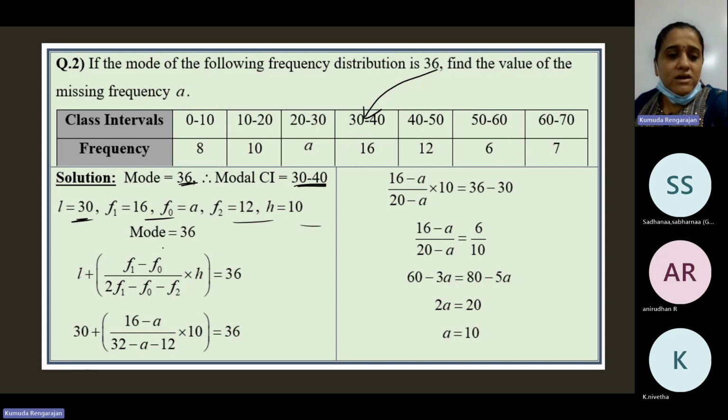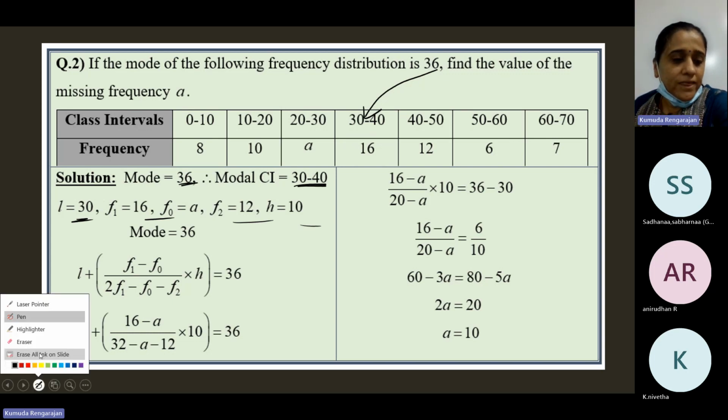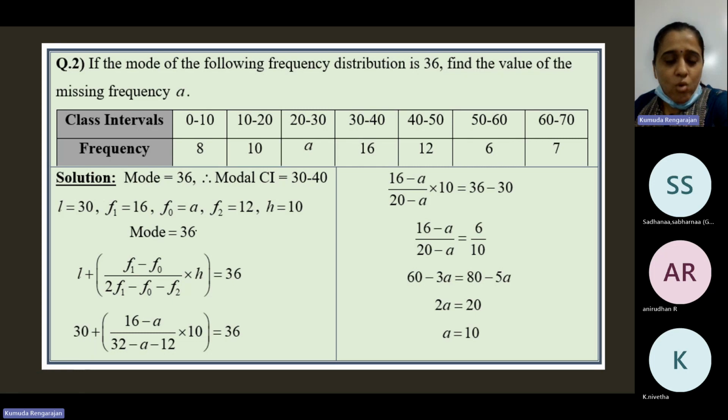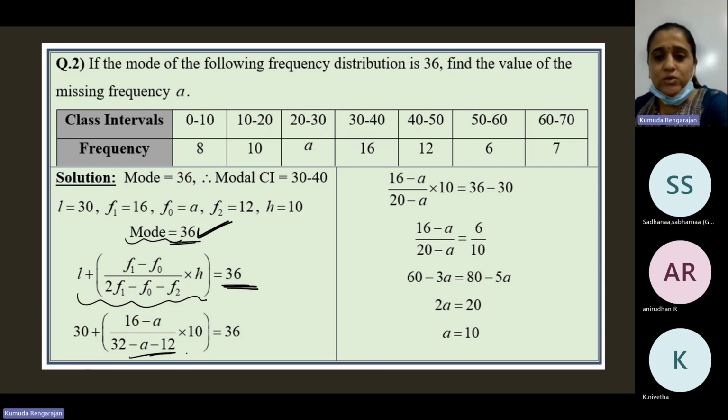You can find all this. So how do you start the answer? You start like this. Mode is 36 given. Now what is the formula to find mode? This is the formula to find mode. It is equal to 36. Now fix the values and solve.